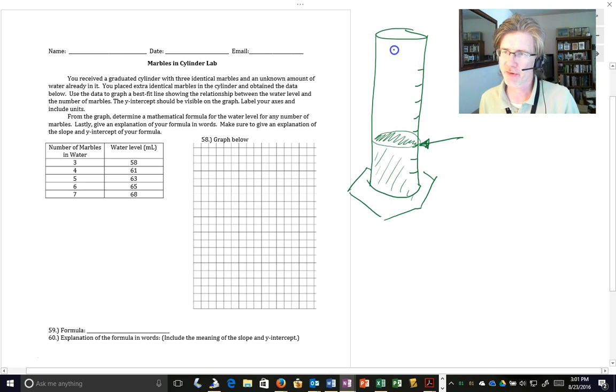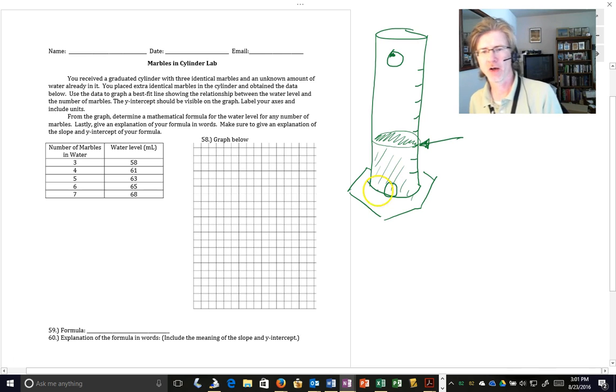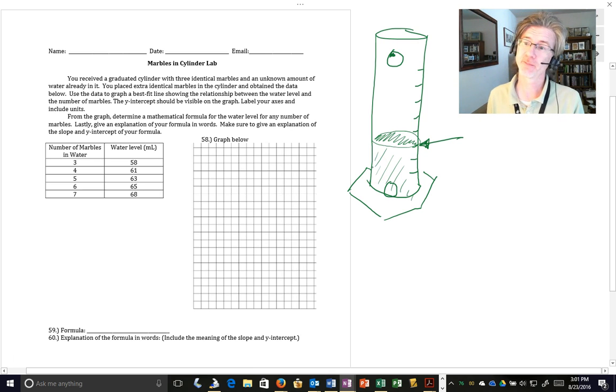Then if I were to drop something in, in this case some kind of marble, maybe I have another marble here, we would expect the water to go up, right? Because the volume of the water is being displaced by the marble, and so this level would go up as we add marbles. That's our intuition here.